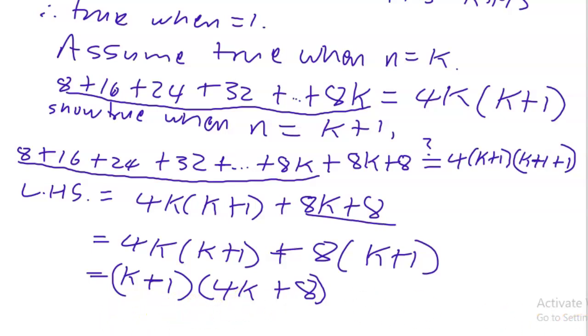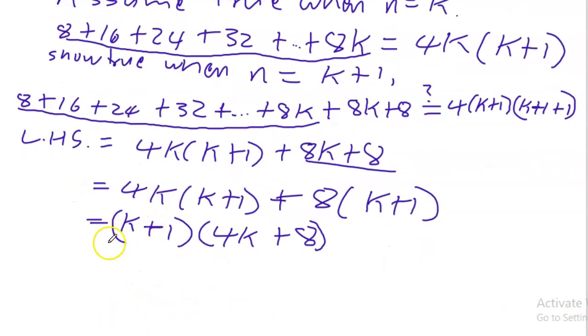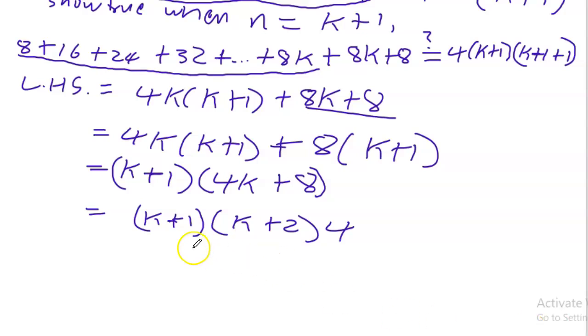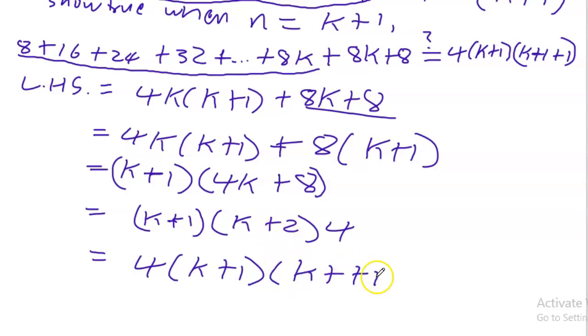Let's see. Notice k plus 1, for the 4k plus 8, we can factor 4. We will be left with k plus 2 if we factor 4. And this is the 4 we can put here, or we can put at the front. And of course, 2 is 1 plus 1, right? So I'll just rewrite the 4, put the 4 at the front. So this is k plus 1. And then, what we have here now? k plus 1 plus 1. Notice the same expression we have on the right hand side. So this is equal to the right hand side.